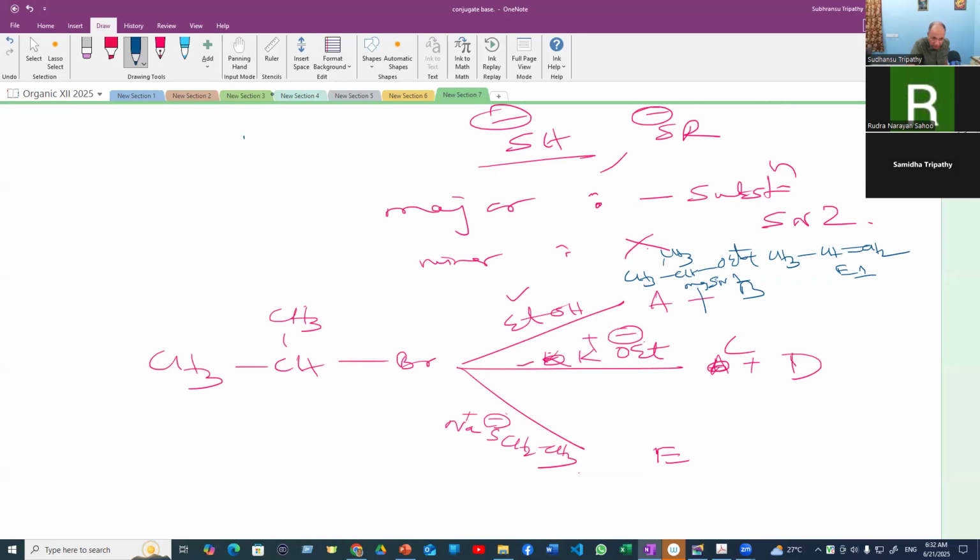And what about this one, which is a strong base? Yes, propene, sir. It is the absolute product, nearly 100%. And elimination is the minor product.